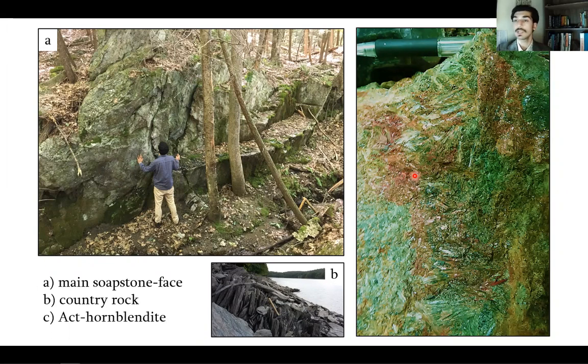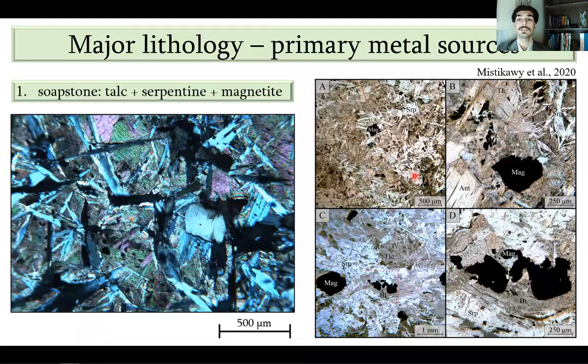And so in order to explore the mineralogy of these deposits, I made thin sections of collected samples and analyzed them in the optical microscope and also in the SEM. And so here are some cross-polarized light images of soapstone and some plane polarized light images of soapstone. And so just for context, soapstone is altered ultramafic rock that predominantly has talc and serpentine in it.